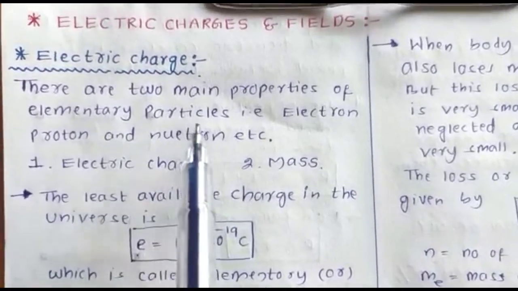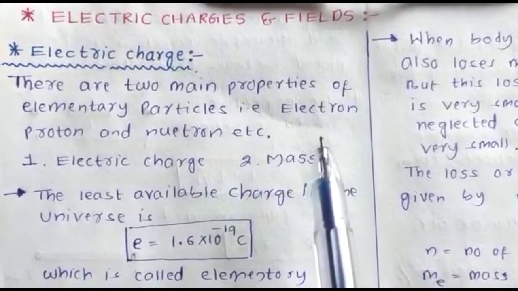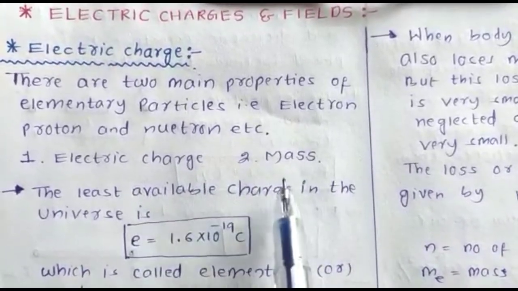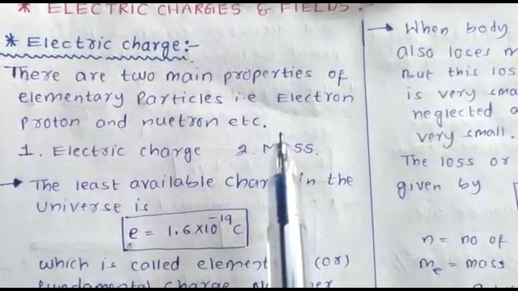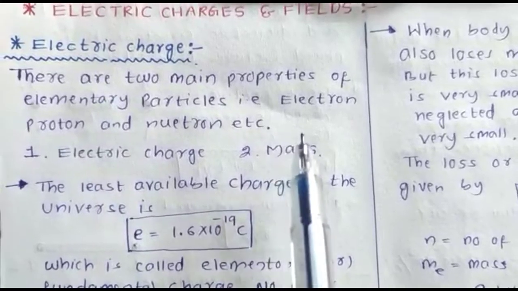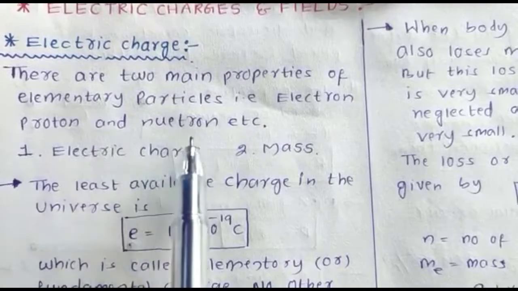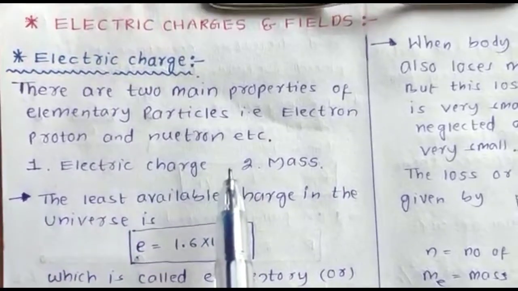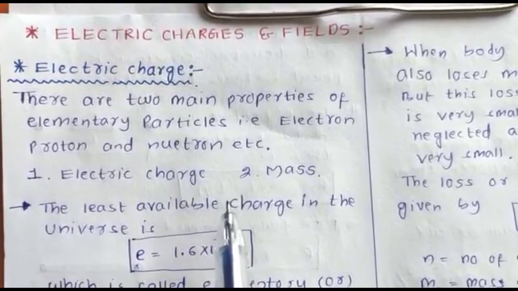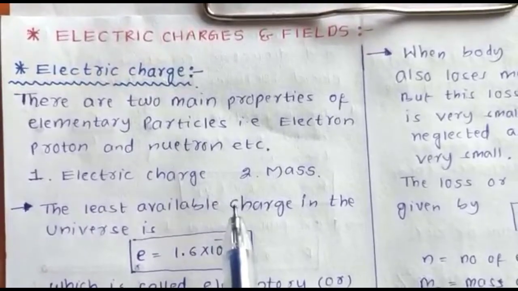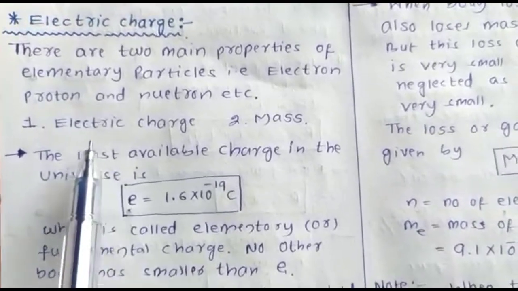Now there are two main properties of elementary particles. One property is the electric charge, and the other property is the mass. Here many fundamental or elementary particles are there. Among them the most important are electron, proton and neutron. About other fundamental particles like bosons, mesons, hadrons, let us discuss in the nuclear lesson. Now let's go first of all to the property, that is electric charge.